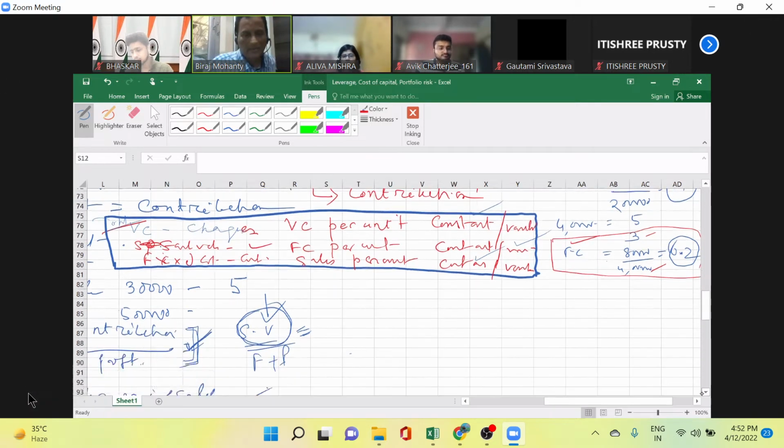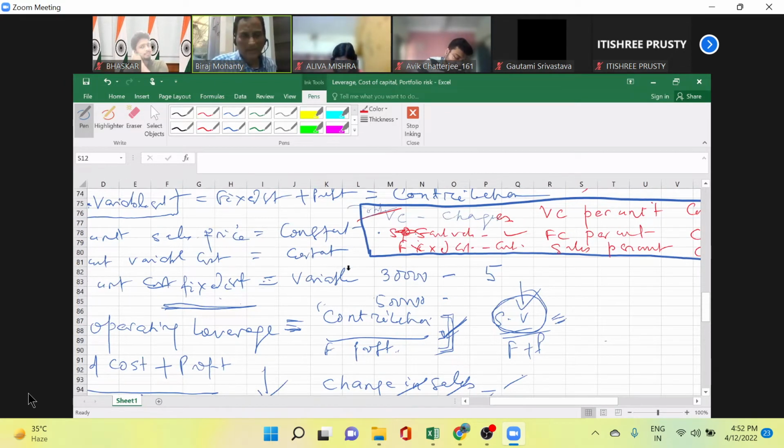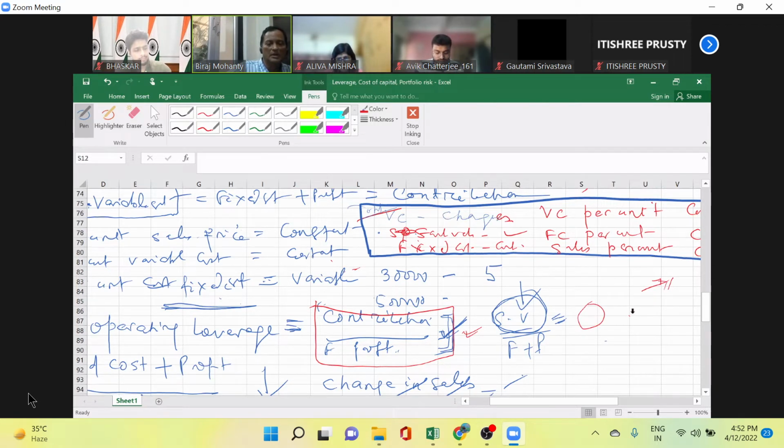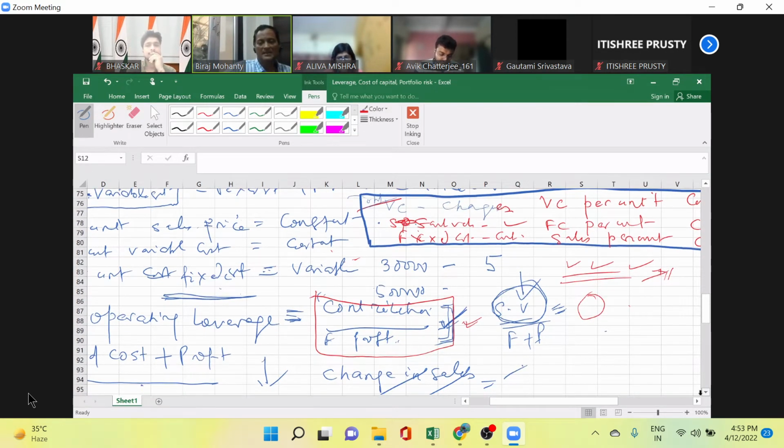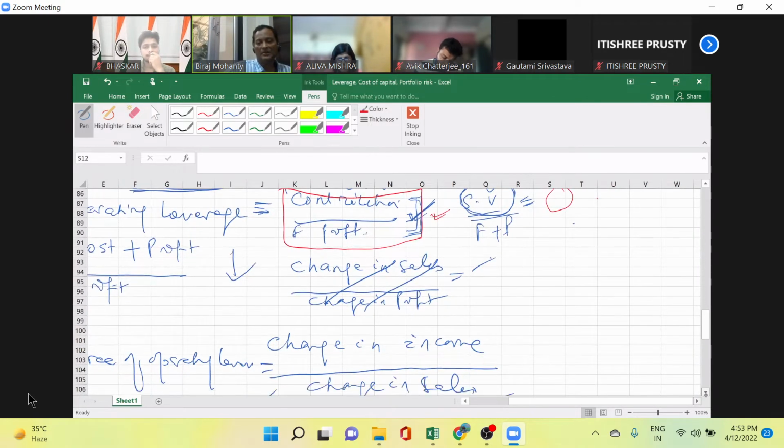So my operating leverage is explained through this formula: contribution by profit is my operating leverage. This is one way of explaining. This is an absolute figure which tells you at what level you are operating. Looking into this, you decide what your sales price should be and how many units you should produce. Beyond that, there is also a degree of change in operating leverage. From one stage to another, what kind of change you are expecting is also an important parameter. That is explained through change in profit by change in sales: how much more income is coming to you by changing the number of units you are producing. Got it?